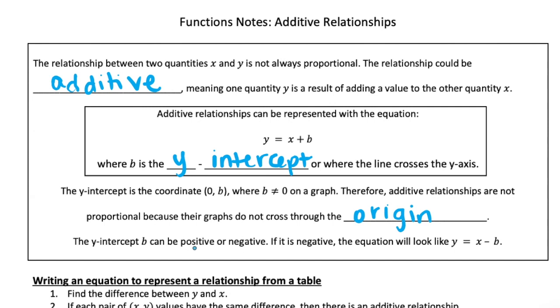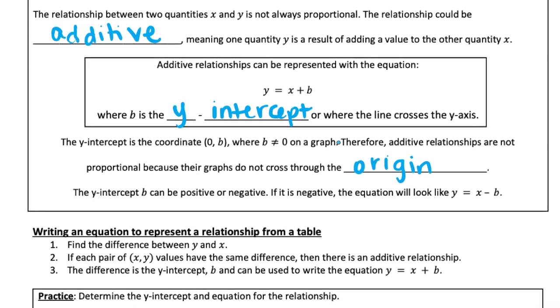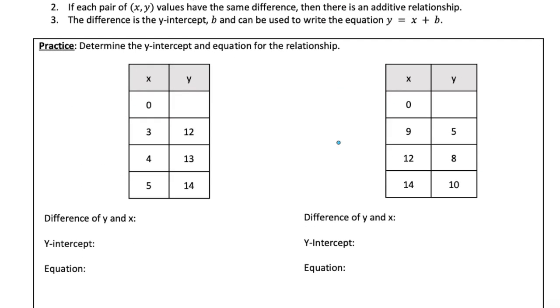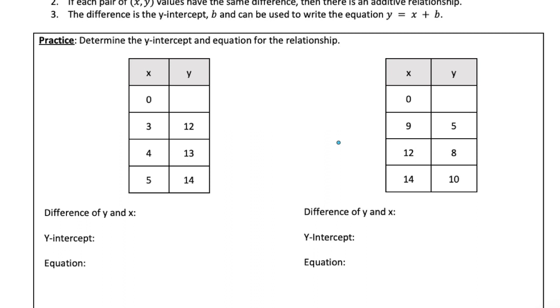The y-intercept is allowed to be positive or negative. If it's negative, then our equation is going to look like y equals x minus b, but the general rule is y equals x plus b. So in order to write an equation to represent a relationship from a table, the first thing you want to do is find the difference between x and y in each pair of x, y values. If they have the same difference, then there will be an additive relationship with a slope of 1, and that difference can be used to write the equation y equals x plus b.